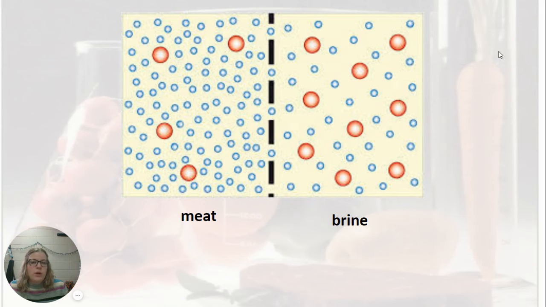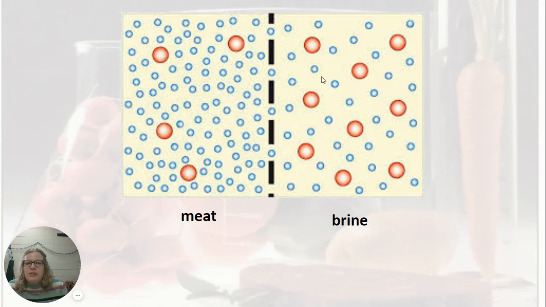So think about which way the water is going to move. Is the water going to move from the brine into the meat, or from the meat into the brine? Stop and think about it for a sec. Okay, so because the concentration of solute is less here, it means there's more water on the brine side and less water on the meat side. So what's going to happen is the water is going to go into the meat here, and then in theory, it's going to make your meat a little bit juicier.